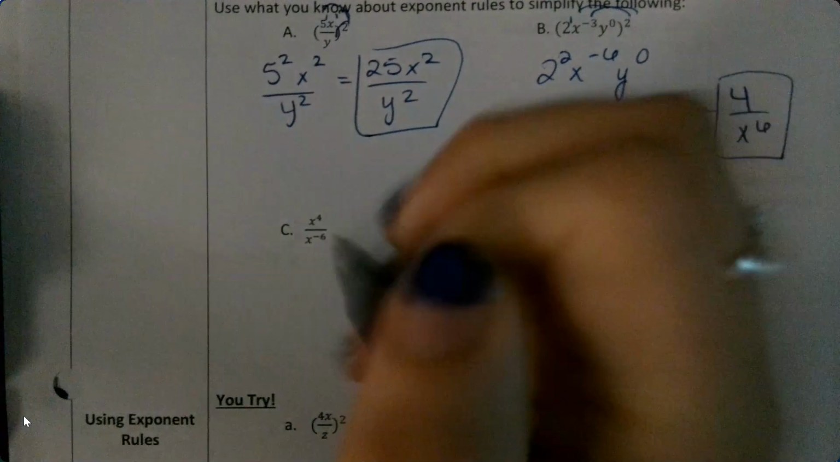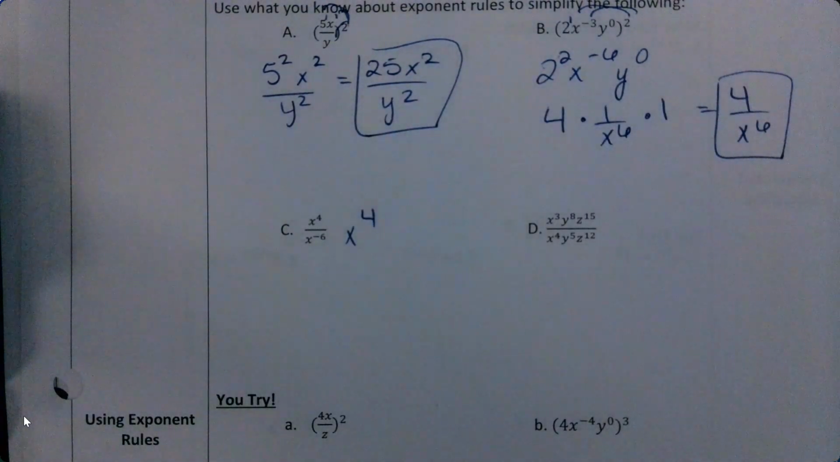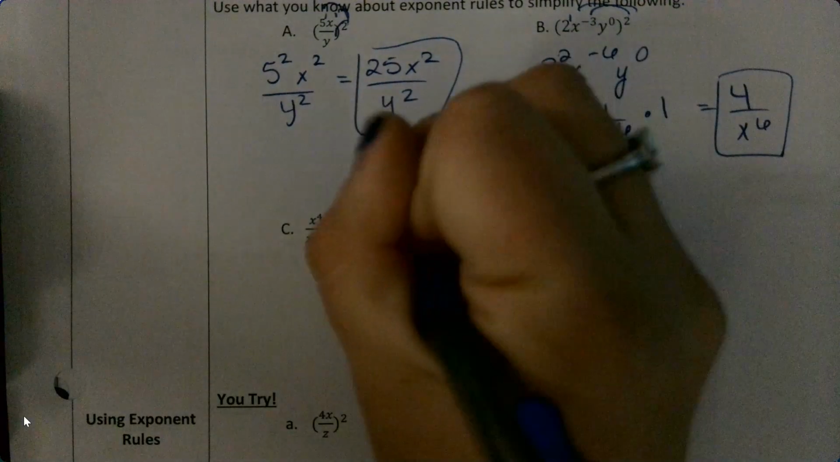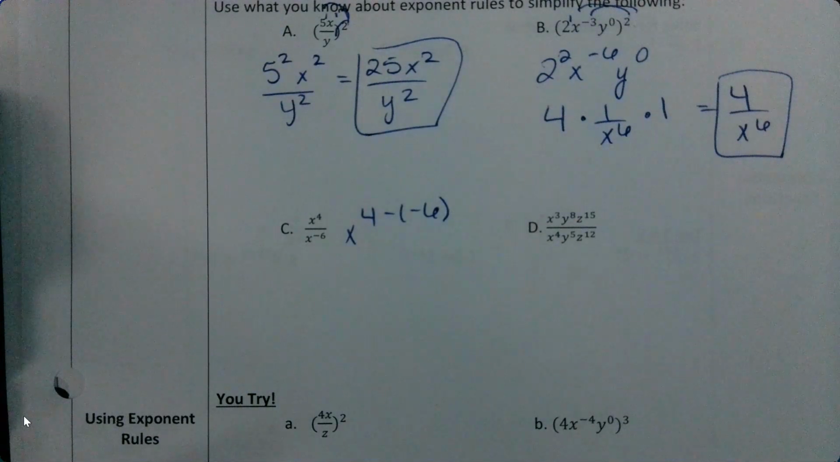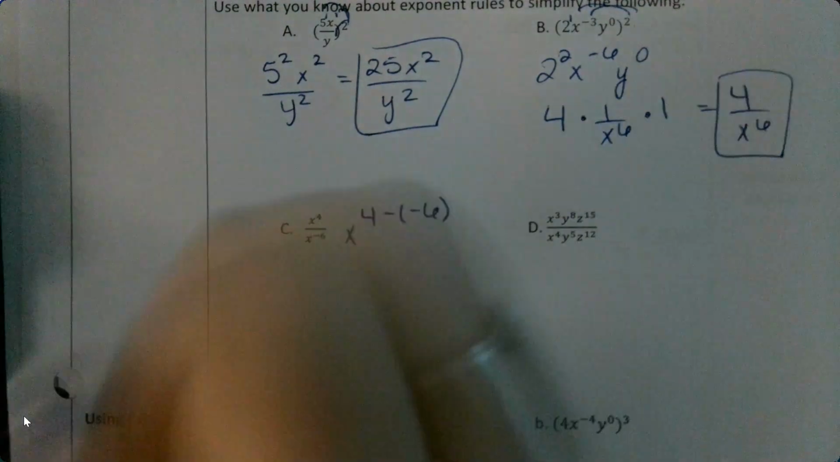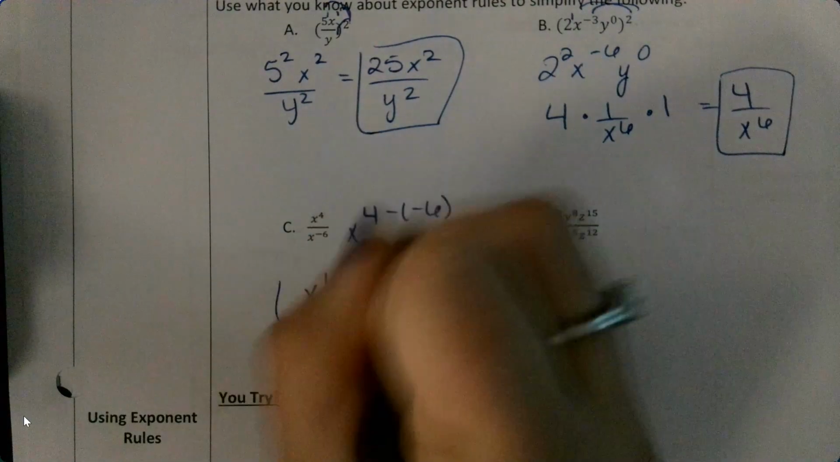On C, so I want to do my exponents. I want to subtract. I'm going to have x to the 4 and then minus my negative 6. Yeah, so that turns into just 10. And then since it's a positive, do I have to move it? Nope, it stays exactly where it is. So that one is good.